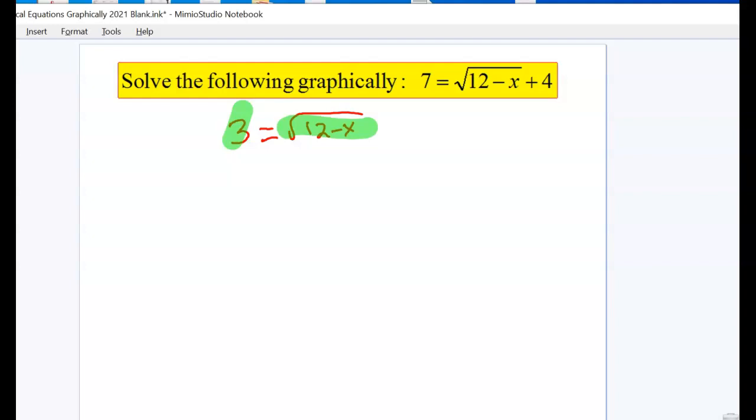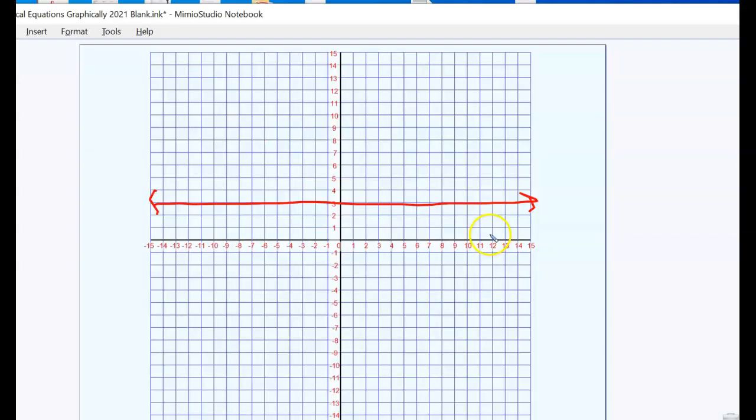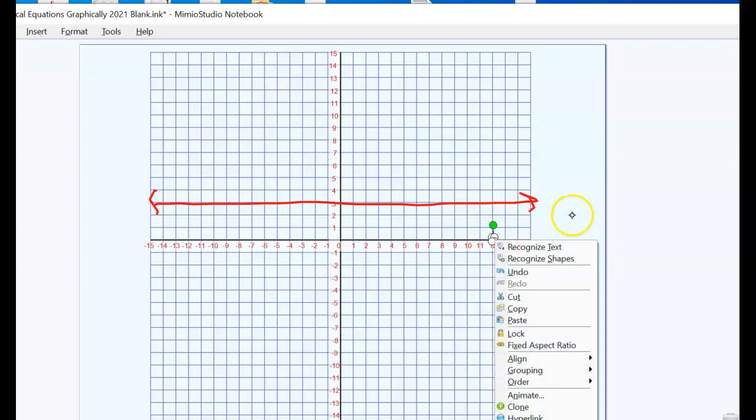Now, to graph the square root of 12 minus x, you may want to factor a negative out under the root sign, which is going to change it to x minus 12. So now using our transformations, we know that b is negative 1 and that h is equal to 12. Basically, b being negative 1 means there's a reflection in the y-axis, and h being 12 means that it's shifted 12 units to the right. So that means I'm going to be here, and I'm going to be moving to the left.